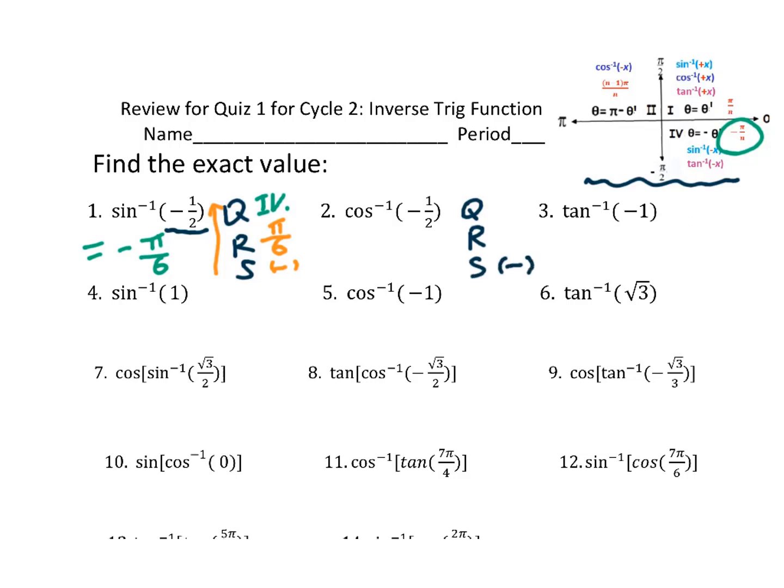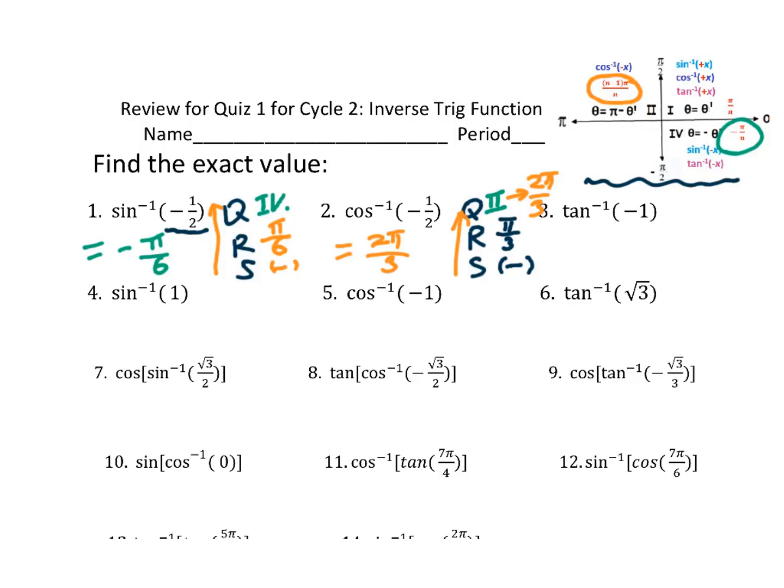For number 2, still we go to QRS. Sine is negative. Reference angle is pi/3, because cosine pi/3 equals 1/2. We go to second quadrant. The pattern for second quadrant is (n-1) pi/n. So we got 2 pi/3. So answer will be 2 pi/3. Remember, we do the backwards.